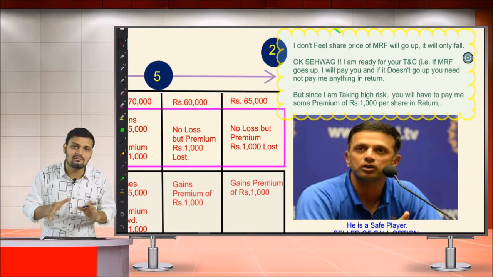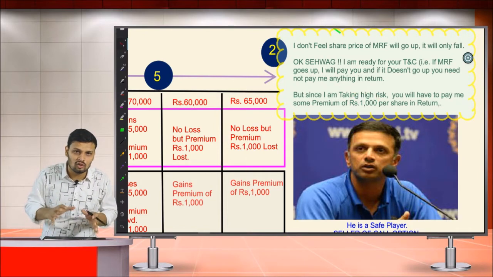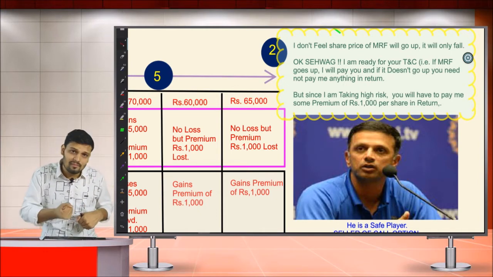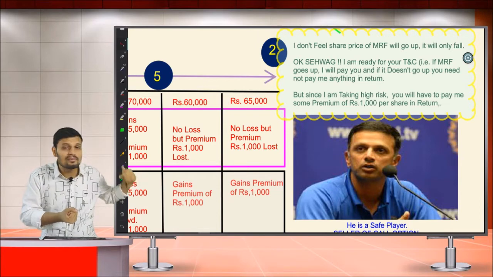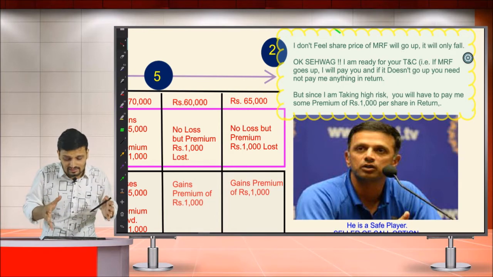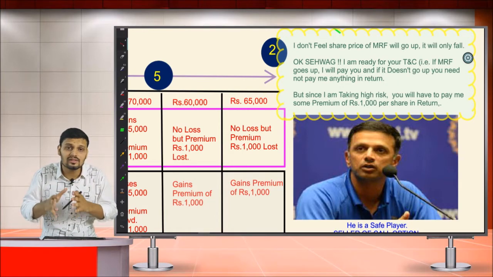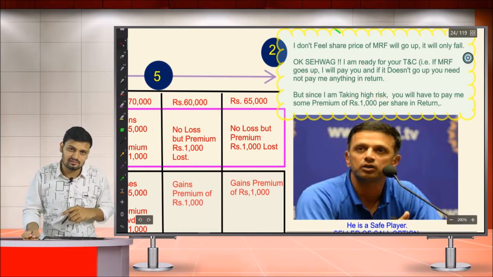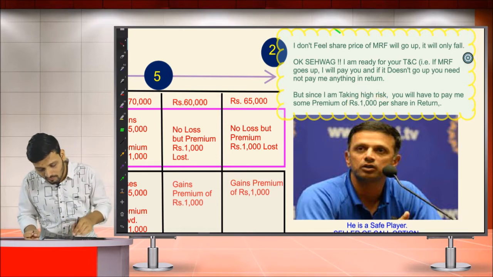So this contract is similar to an insurance company's contract. What does the insurance company tell? You pay me premium. In case of any mishappenings, we will reimburse you your medical expenses, etc. That is the similar circumstance which is happening here. Dravid is asking 1,000 rupees per share. In the form of what? In the form of premium.